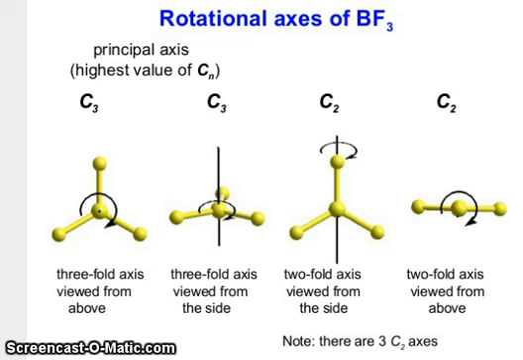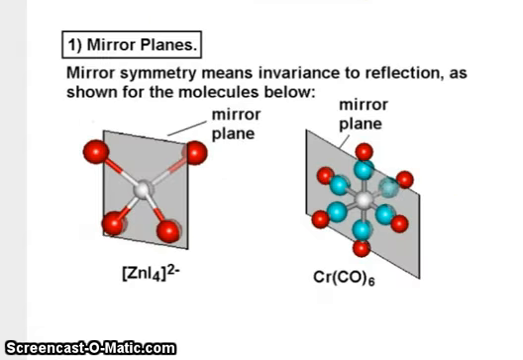Now the rotation axes of BF3. The principal axis is the one with the highest value of n. C3, the three-fold axis, viewed from above and from the side; the two-fold axis viewed from the side and from above. So in BF3, C2 and C3 axes are present. There are three C2 axes present in the BF3 molecule.